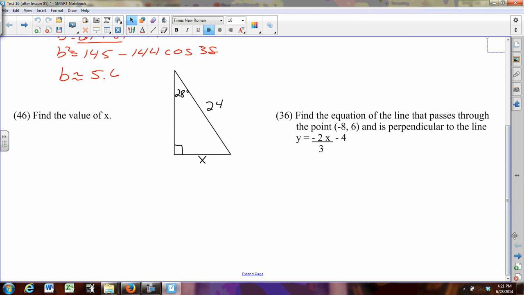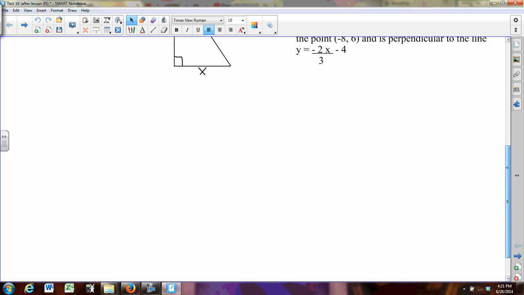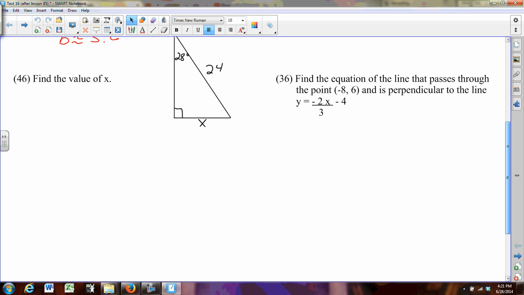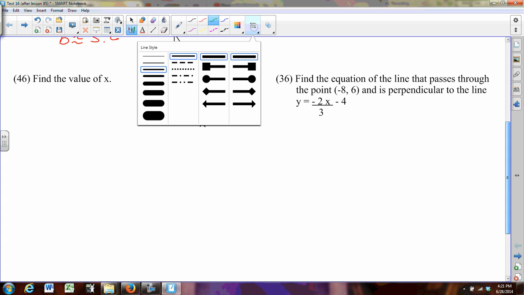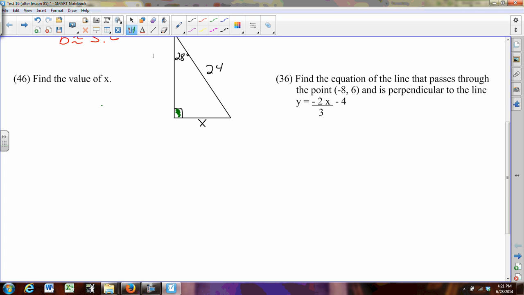Going down to this problem, this comes from lesson 46. This is a right triangle. So with it being a right triangle, we can use SOHCAHTOA. So we have this angle, we have opposite, and we have hypotenuse. So that would be our SO, opposite and hypotenuse.